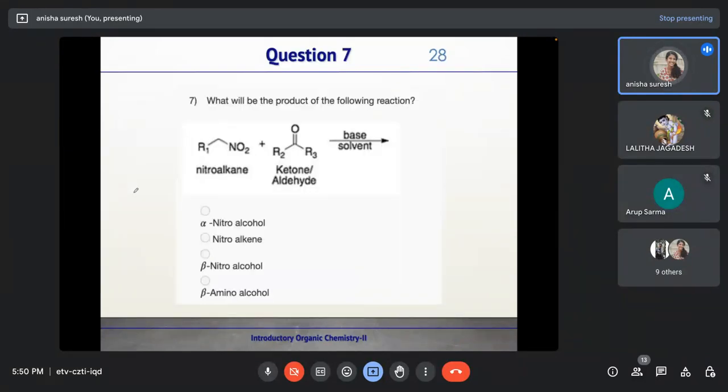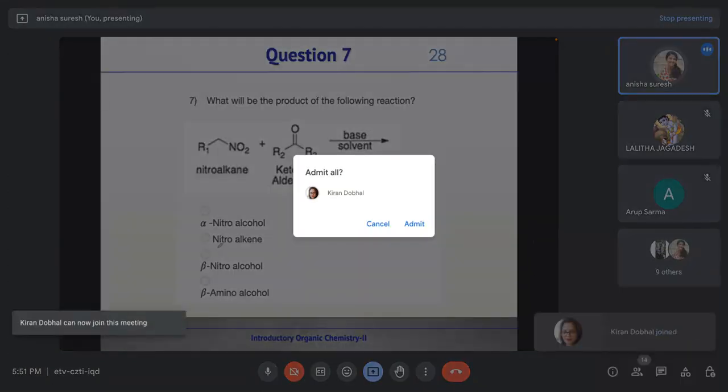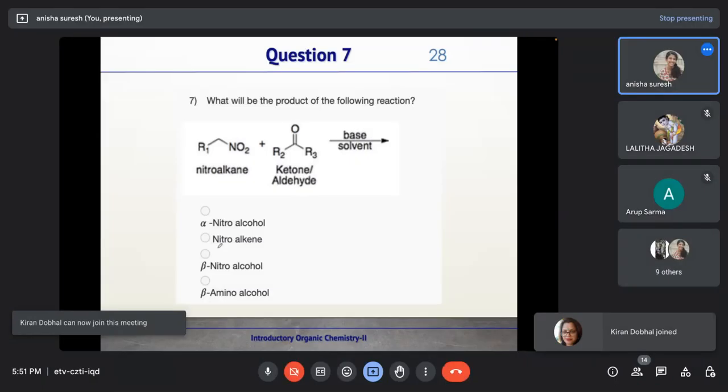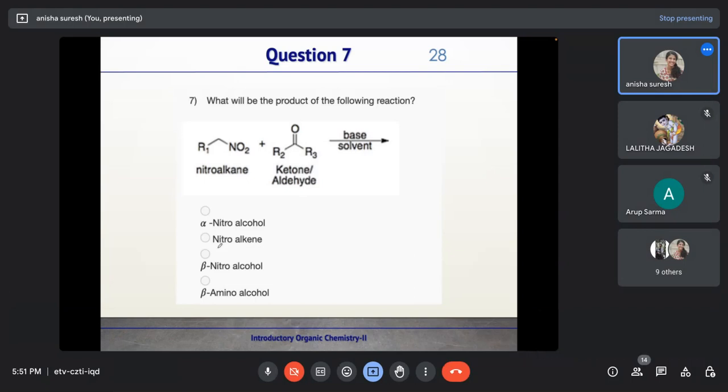Now coming to question number 7. What will be the product of the following reaction? A nitroalkane and a ketone or aldehyde are given in the presence of a base or solvent. It will give rise to some product. So what will be that product? It is alpha nitroalcohol, nitroalkene, beta nitroalcohol, or beta amino alcohol. What will be the product? Beta nitroalcohol will be the right option.